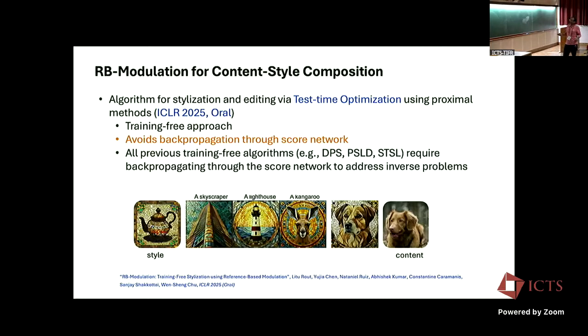So we came up with 2 algorithms: RB modulation for content cell composition, and then a new algorithm, which is gradient free, which I'll talk about for the last 20 minutes, which is good for certain types of applications. Okay. So the RB modulation, the key thing is that it avoids backpropagation to this core network. And I'll talk about what I mean by that.